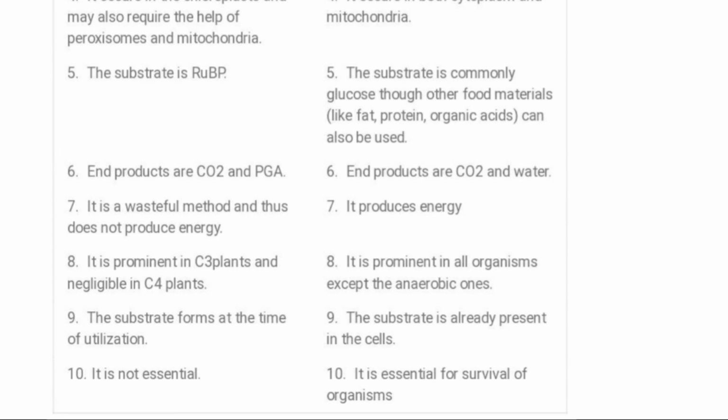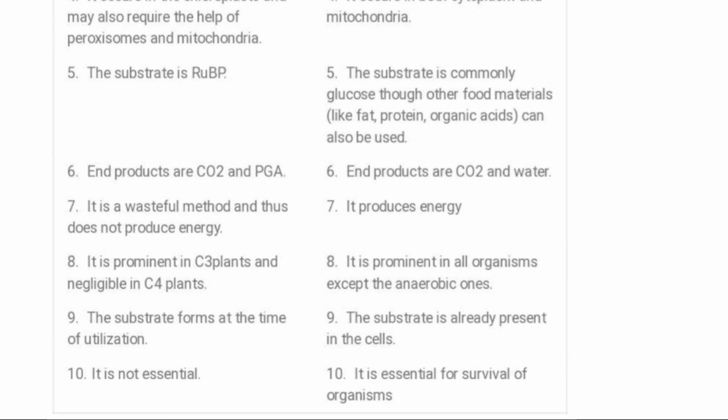And the last difference, let us see. What is the last difference? Here the last difference is that it is not essential, whereas the other is essential for the survival of organisms. It means the photorespiration process is, as we have told, a wasteful process. So that is why it is not required by the cell. It is not essential for the cell.